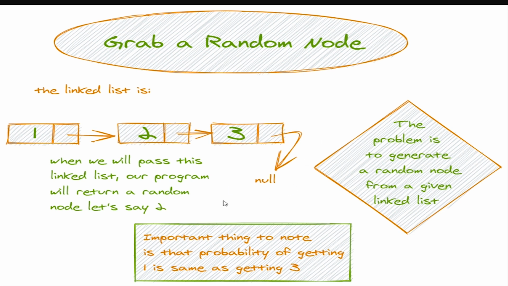An important aspect of this problem to note is that we're asked to ensure an equal probability of getting any value in this list. For example, with this linked list, we'd have a 1 in 3 chance of getting any of these 3 values, 1, 2, or 3.